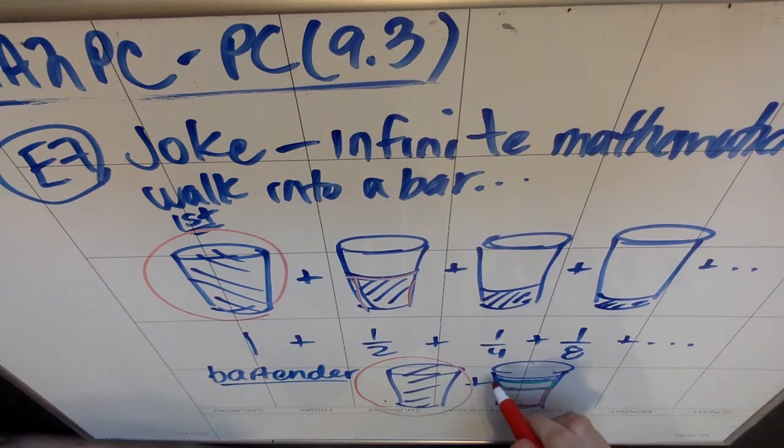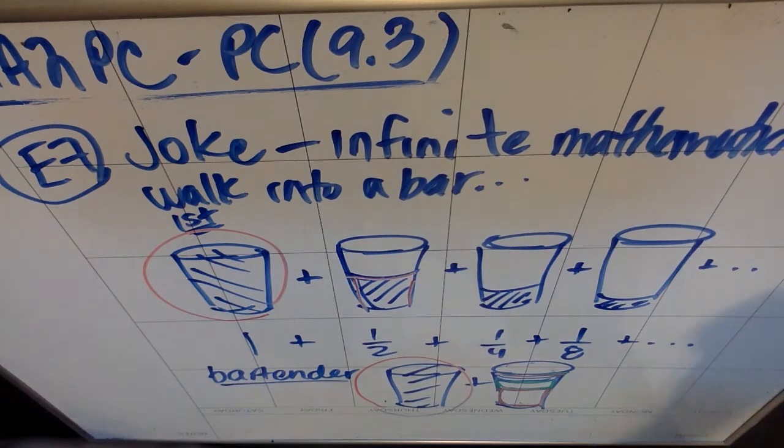And then the next person takes a 16th, which is half of the remaining space. And then the next person takes a 1/32nd, which is half of the remaining space. And then the next person takes a 1/64th, which is half of the remaining space, until infinity. So they get infinitely close to filling that second glass, and mathematically they do fill that second glass. There's also a famous problem about Achilles and a tortoise, if you want to Google it. That's the same kind of idea.